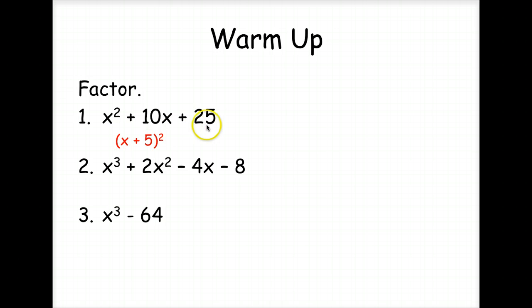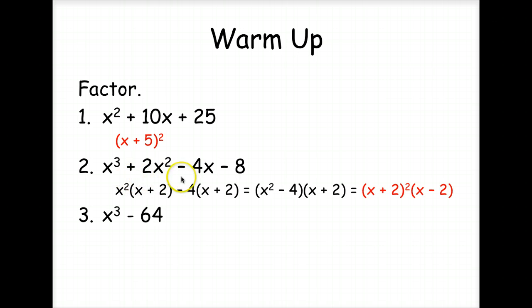So we're looking for factors of 25 that add up to be a positive 10. So this is x plus 5 squared. Looking at this one, we're going to need four terms, factor by grouping. And we also can factor x squared minus 4 into x plus 2 times x plus 2. So we've got x plus 2 squared times x minus 2. This one is a difference of perfect cubes where a is 1, b is 4. So using our special pattern that we learned about previously, x minus 4 times a squared plus a times b plus b squared.